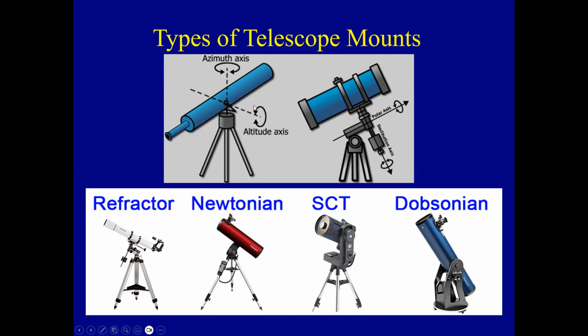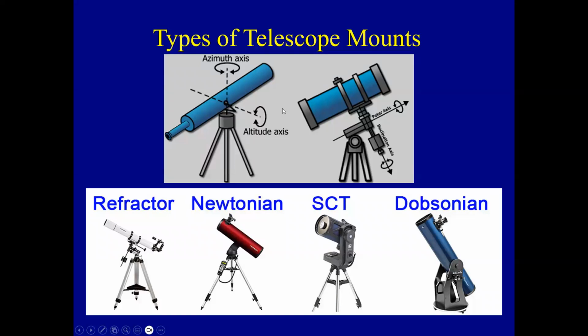The rotating axis that is rotating around the horizon is called the azimuth axis, and the tilting axis is basically where the telescope is going up and down. It's around the altitude axis, right? The other type is more specific for astronomy, or more specific for astronomical observation, right?